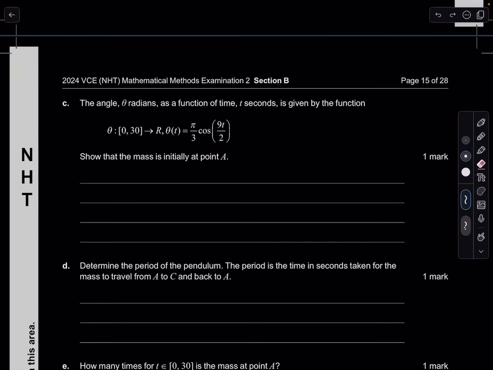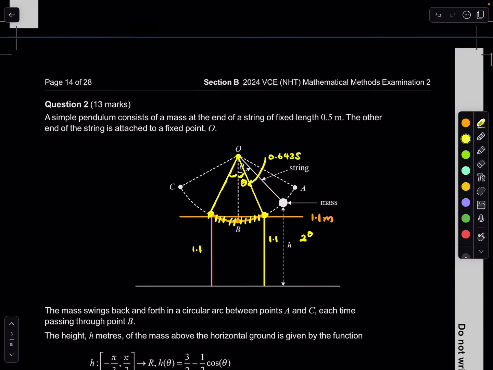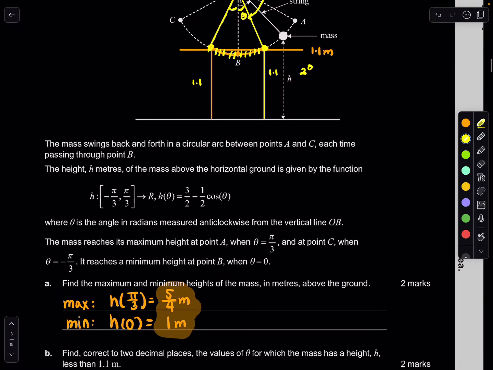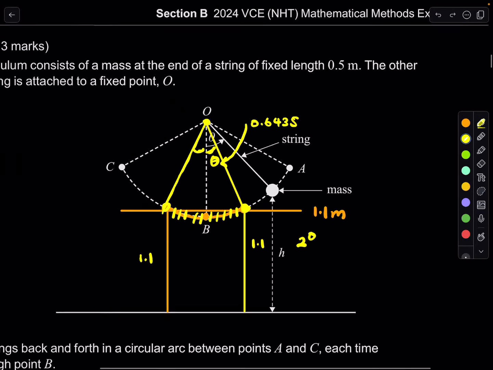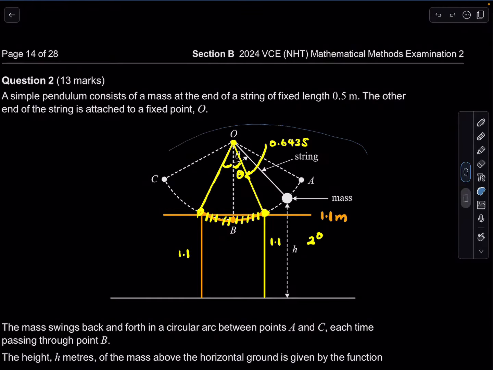Let's do that. If we want to show it, let's sub into this function where t equals 0, that's initially, when t equals 0. And so what's the angle? If you solve the angle, pi on 3 cosine 0, and we know cosine 0 is what? Cosine 0 is 1. It's pi on 3. And what do we know about pi on 3? Come back here. What did I say? When the angle is pi on 3, it's the maximum height at point A, like we said. I'm so sorry, this is a lot of mess, so let me just rub this out.